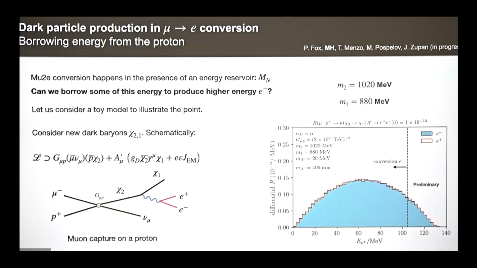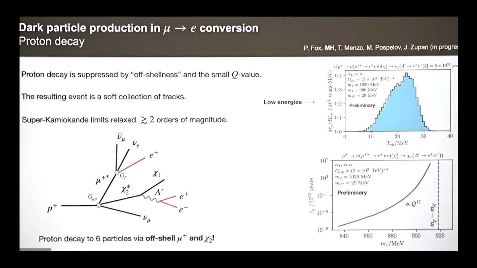So if I go to as light as 880 MeV, for instance, I can dump more and more energy on that side of the distribution. And of course, the challenge with that is that protons should decay in this type of model. But if you choose your mass spectrum just right, proton decay would actually have to pay the price of having two particles off shell, which strongly suppresses that.